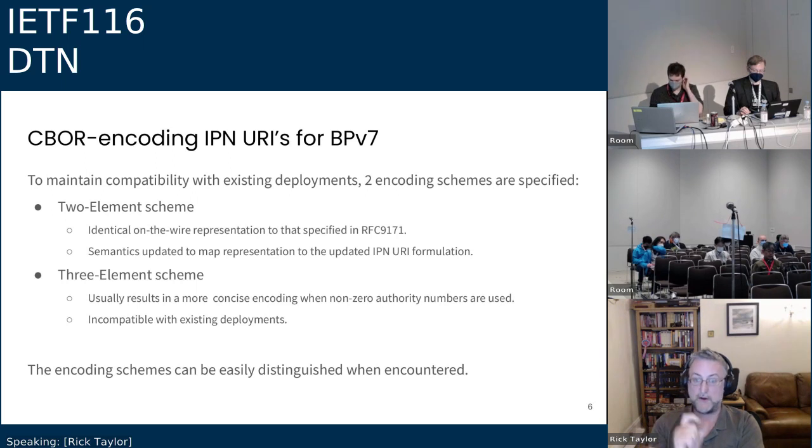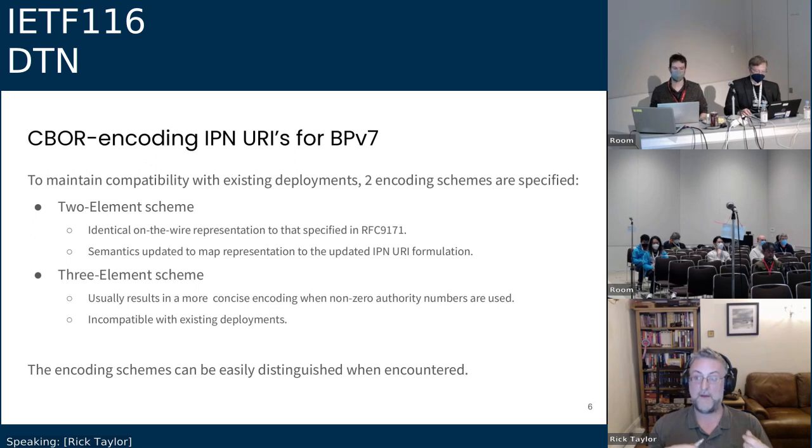IPN URIs. What we are doing is maintaining the existing encoding and adding a second encoding. So the first encoding is the 2-element scheme. That is exactly the same as written in Bundle Protocol in RFC 9171. But what we have done is re-express it to map the semantics back to our initial formulation of an IPN URI, so in terms of authority number, node number, and service number. So really, it's a bit of wordsmithing. The identical on-the-wire representation really makes no difference, but it's just to make sure the consistency maps through correctly. 2-element scheme, stored as a CBOR array of 2 elements, and I'll come into that a bit more. 3-element scheme, you store as a CBOR array of 3 elements.